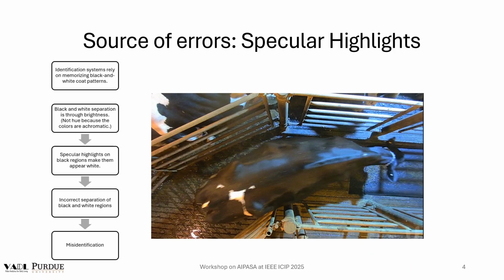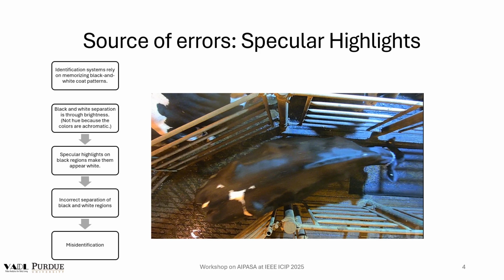One such source of errors is specular highlights. The identification systems rely on memorizing the black and white coat patterns on these Holstein cows. These black and white regions must be correctly identified to recognize cows without errors. Black and white separation is through brightness and not hue because these colors are achromatic.